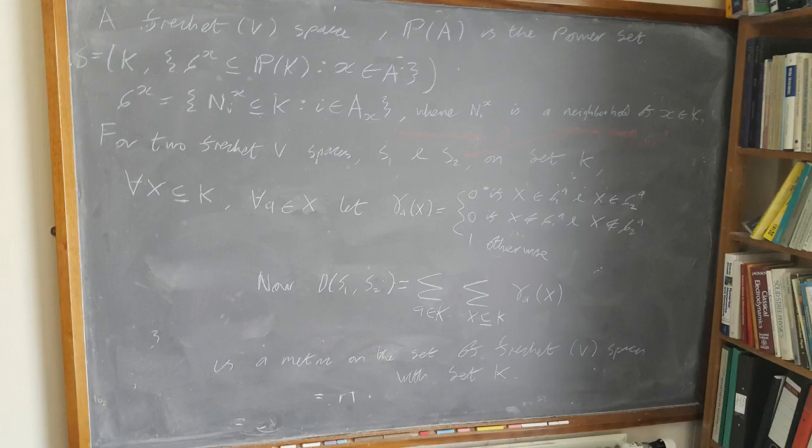And basically, the definition of this metric is that the distance, or the metric function d of S1, S2, the distance between S1 and S2, is equal to the sum over all subsets X of K of the sum over all elements A of K of gamma A of X. And I believe that this is zero when the two Fréchet spaces are the same, and I believe that it also satisfies all the other necessary criteria to be a metric, and therefore d is a metric on the set of all Fréchet V spaces which use set K. Now, this is a conjecture. I haven't checked, for example, that this function satisfies the triangle inequality.